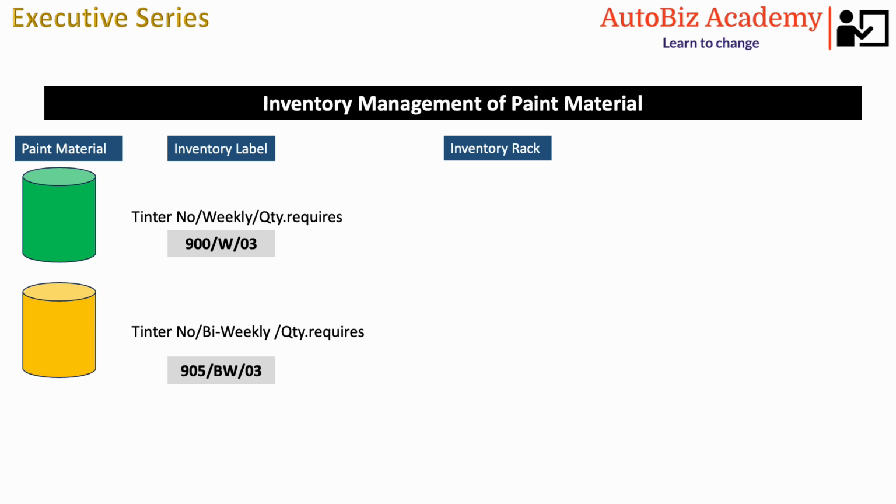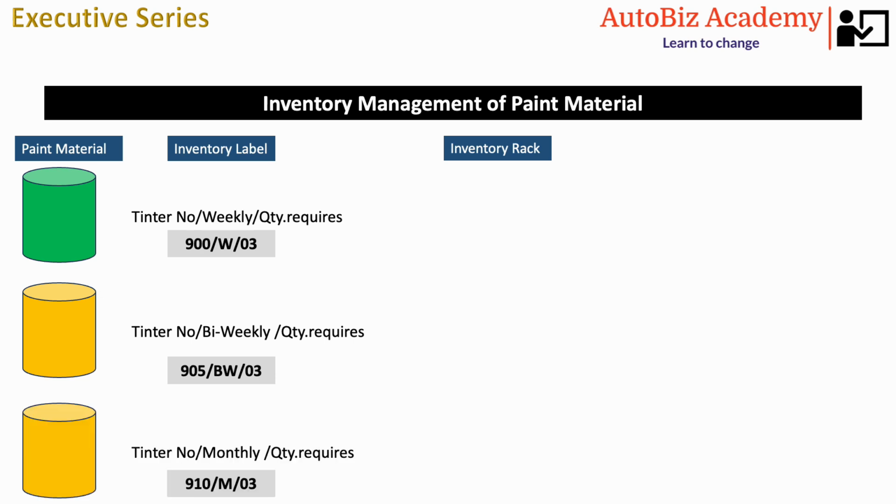entire inventory every day. The next label is for tinters which you require very little, maybe 3 in the entire month. So you need to maintain those tinters with the label given here. Like 910 is the tinter number, M is for month, and 03 means every month you require 3 tinters. To prepare yourself for next month, you need to maintain 3 tinters every month at the end of the month. So you are saving the time of taking inventory of every tinter every day.